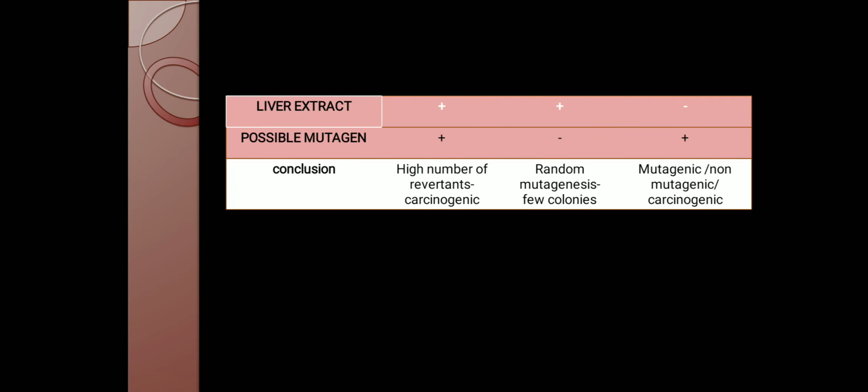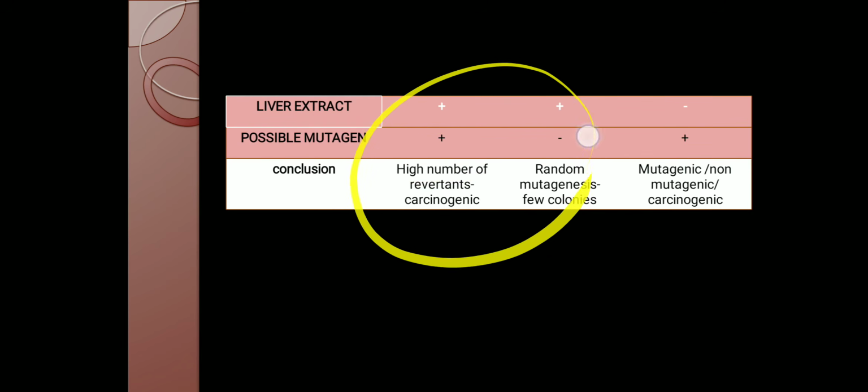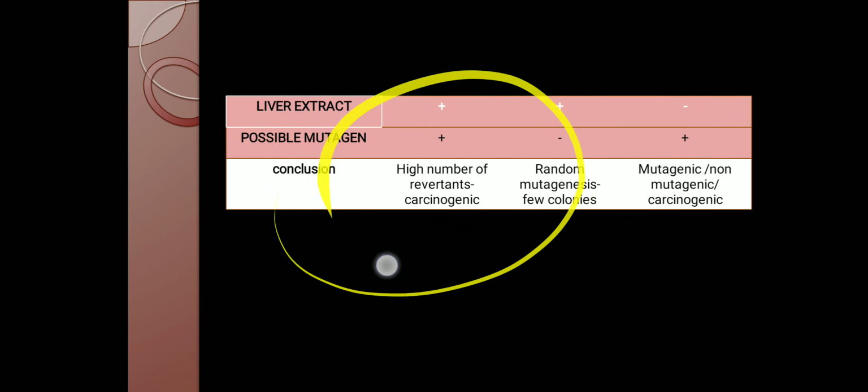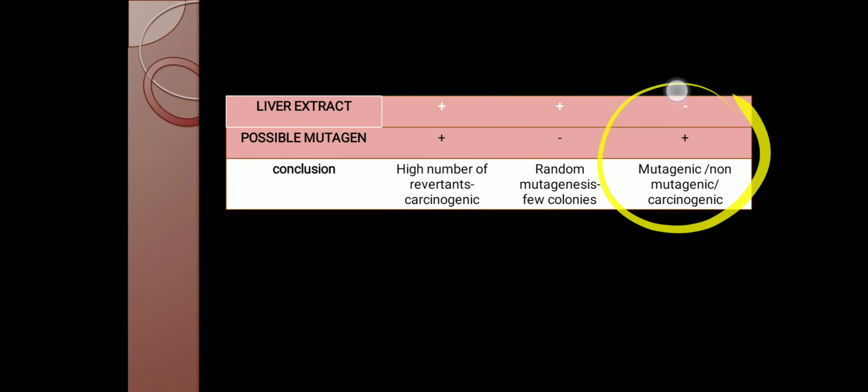So whenever we are performing the liver Ames test, we should always add liver extract. Liver extract will give us a good result. If we do not add liver extract, it will give us false positive results.